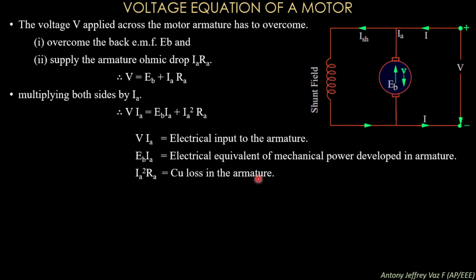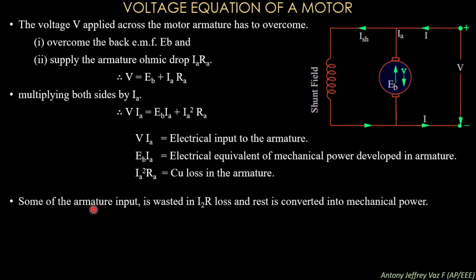And the next term, Ia square Ra, is the ohmic drop, that is the copper loss present in the armature. Some of the armature input is wasted in Ia square Ra loss. It is not I2R loss, it is I square R loss, and the rest is converted into mechanical power. So the loss present in the armature is an ohmic loss, in terms of Ia square Ra, and the rest of the power is developed as mechanical power.